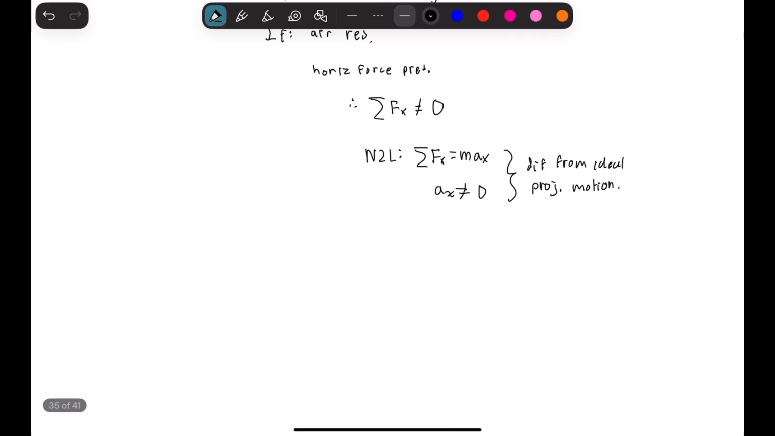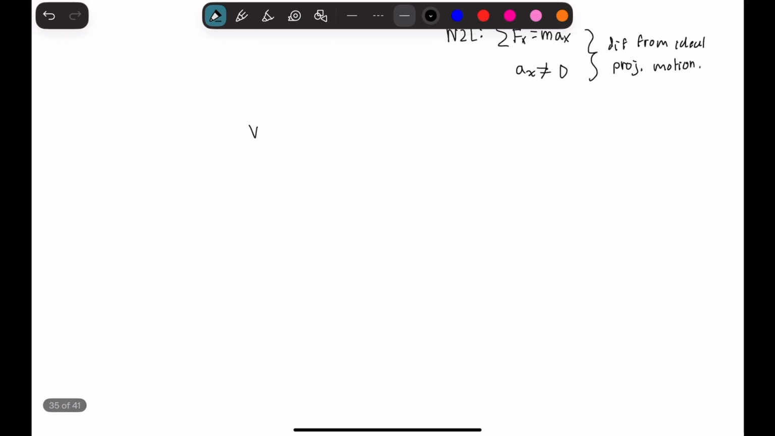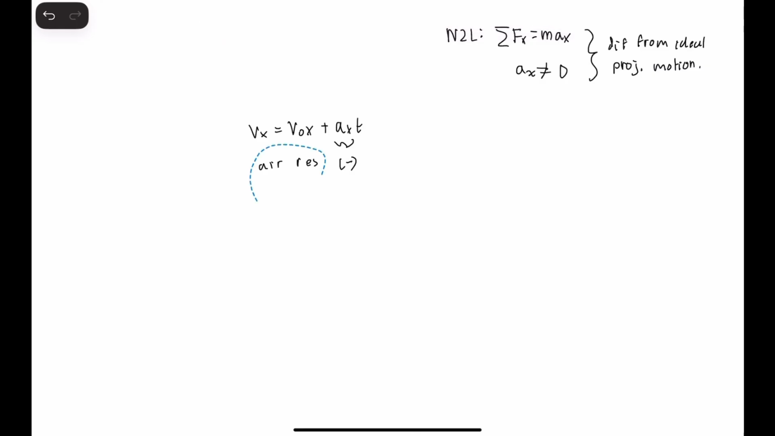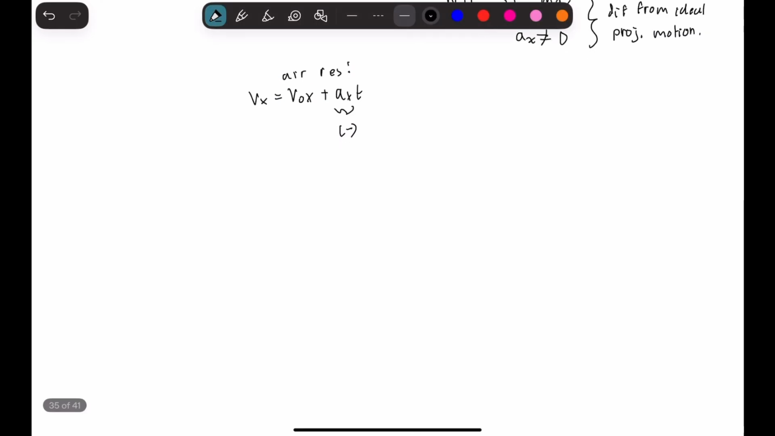Then we can use the kinematics equation in the x direction, which is Vx is equal to V initial x plus ax t. With air resistance, this makes ax negative, and that's because drag opposes motion. So that means that Vx has to be less than V initial x, and it will decrease with time. So Vx is not constant.